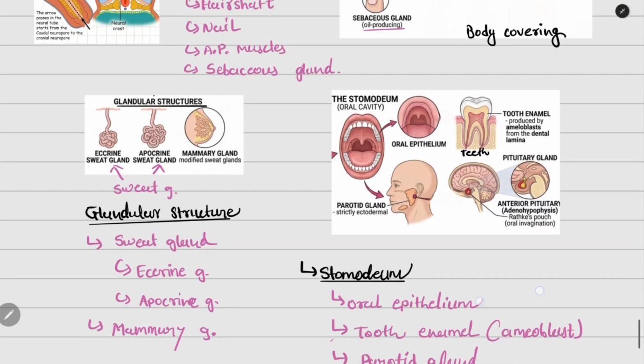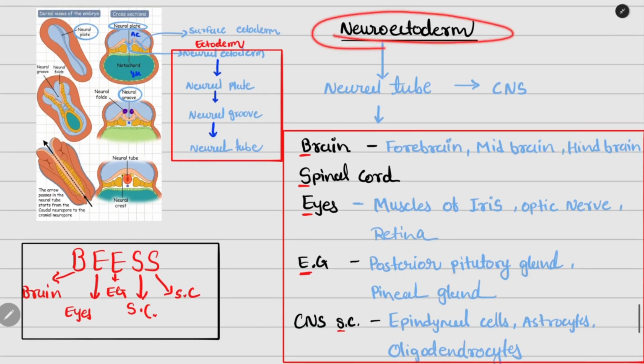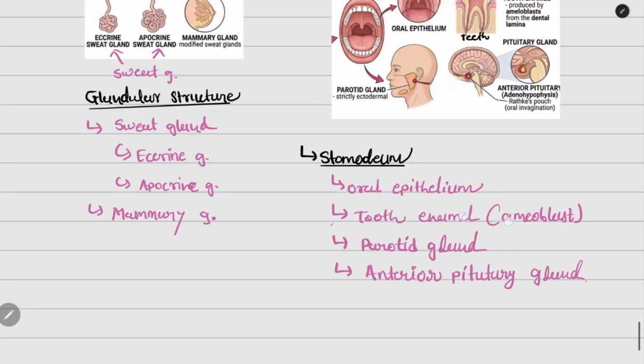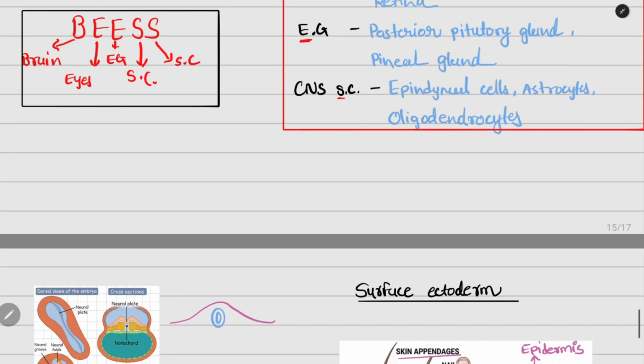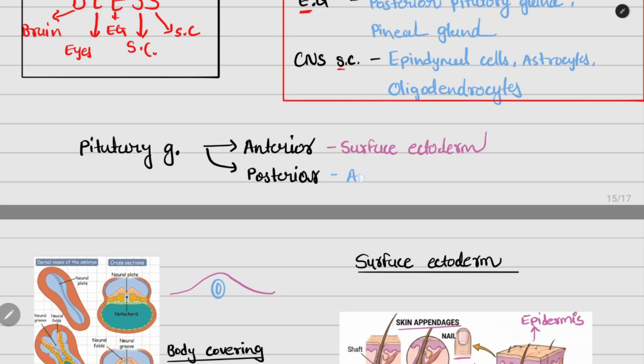But let me remind you, we learned earlier that the posterior pituitary gland is formed by neuroectoderm, and the anterior pituitary gland is formed by surface ectoderm. So remember this, we have anterior and posterior pituitary gland. Anterior is derived from surface ectoderm and posterior is derived from neuroectoderm.